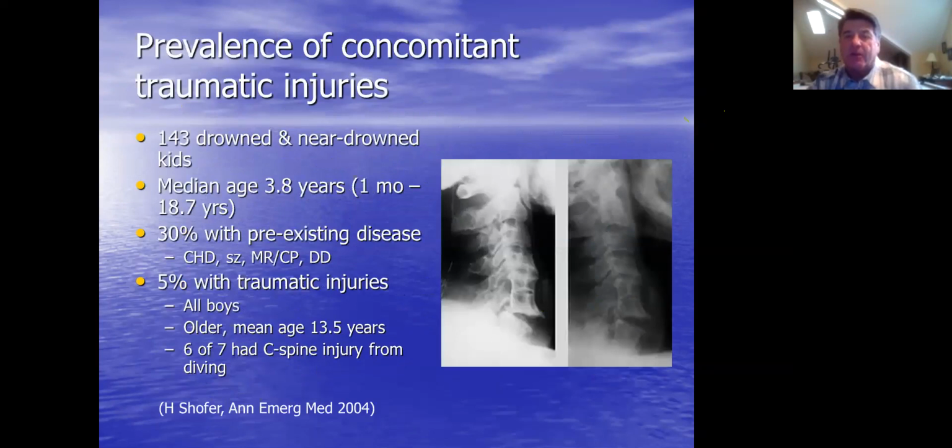Watch out for concomitant traumatic injuries. This was a great study done in the Annals of Emergency Medicine about 12, 13 years ago. Of 143 drowned or near drowned kids, the median age was about 3.8 years. 30% had some kind of pre-existing disease, whether some type of developmental delay or perhaps cerebral palsy. And then 5% had traumatic injuries. So nearly 35% had some type of medical disease or traumatic injury. Of the 5% with traumatic injury, almost all were boys, surprise. A little bit older, 13.5 years, and 6 out of 7 had C-spine injuries from diving.